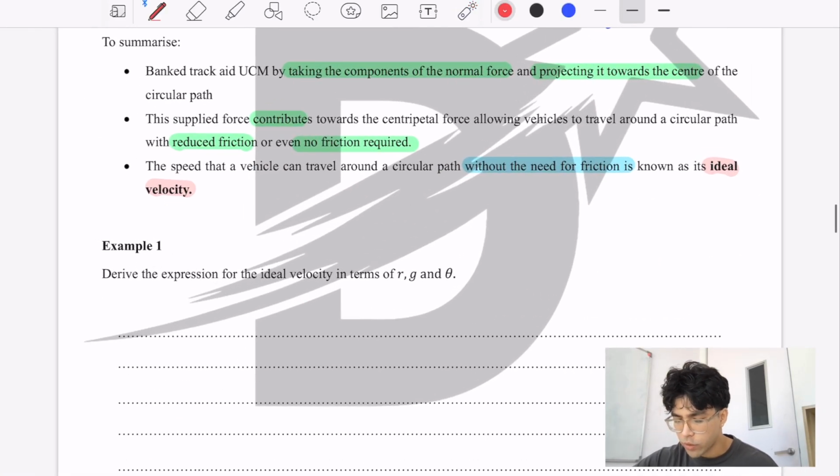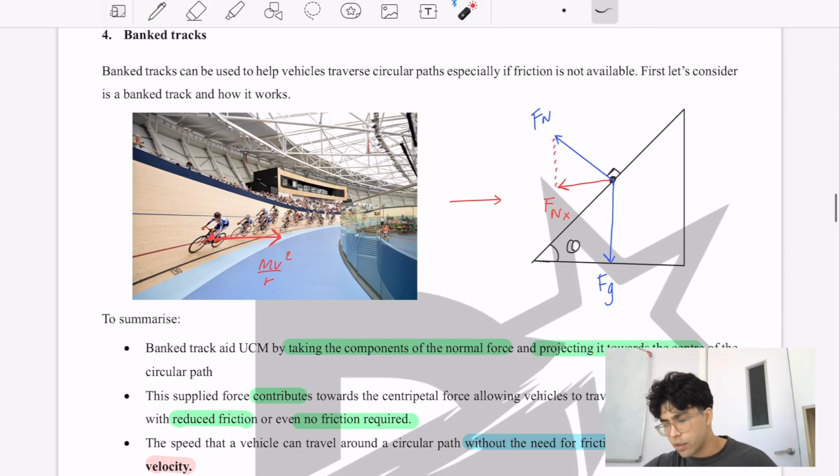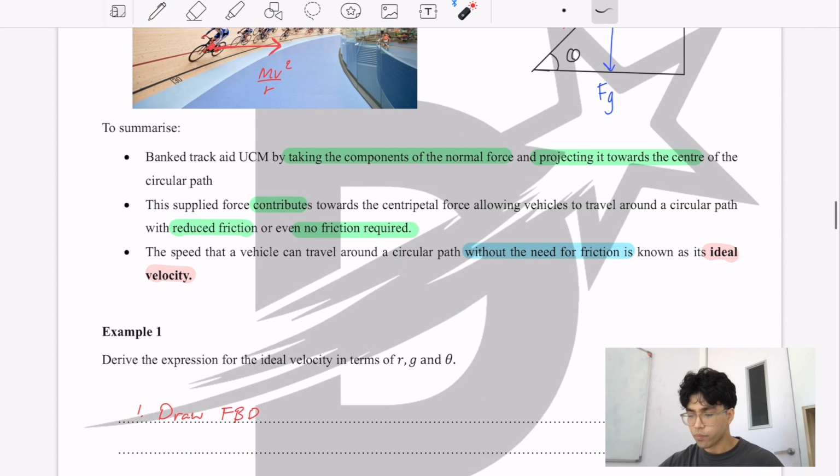Now, in order for us to derive the expression for the ideal speed, there are 4 rules that you need to follow. And these 4 rules are true for any type of uniform circular motion question. So you can apply this to any scenario, and it's going to help you a lot. Step number 1: always start by drawing a free body diagram. We've already done that here. As you can see, this is my free body diagram.